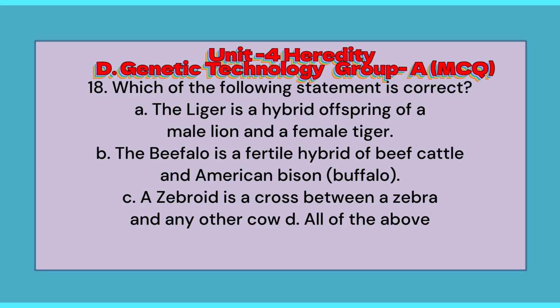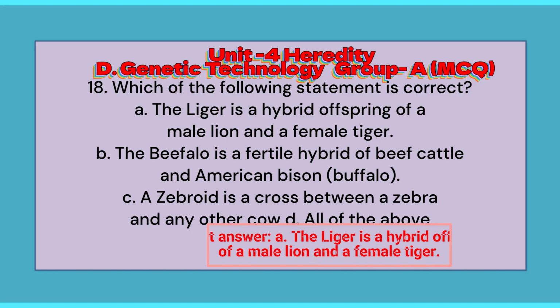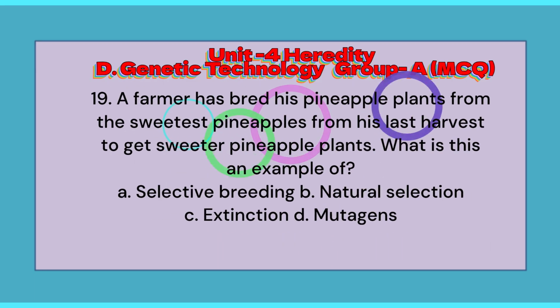18. Which of the following statements is correct? A. The liger is a hybrid offspring of a male lion and a female tiger. B. The beefalo is a fertile hybrid of beef cattle and American bison buffalo. C. A zebroid is a cross between a zebra and any other cow. D. All of the above. Correct answer: A. The liger is a hybrid offspring of a male lion and a female tiger.